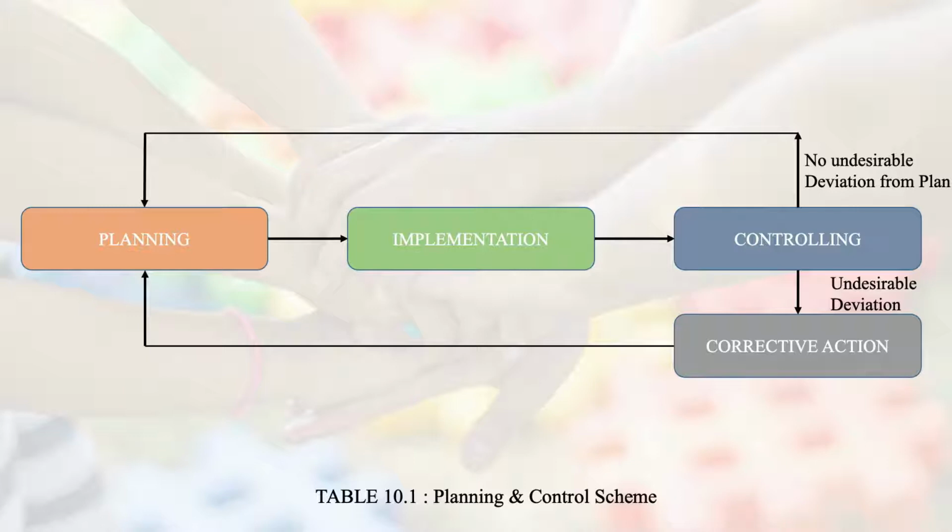If there are no such deviations, then there is no problem, you can continue. But if there are new plans due, they are taken care of, and implementation continues. But if there are undesirable deviations, then corrective action or corrective planning is required in the implementation. So this is the essence of project management.